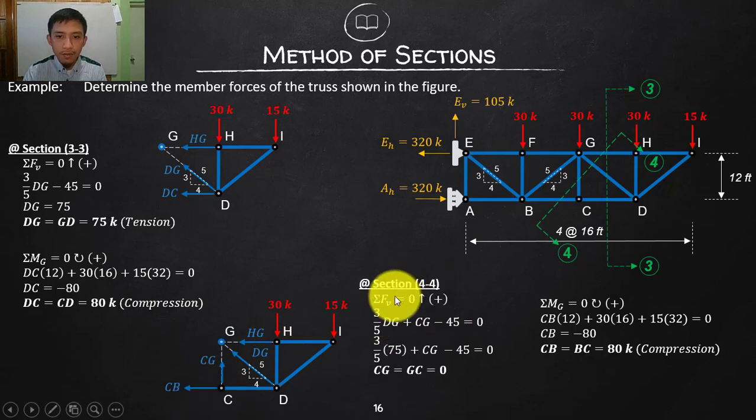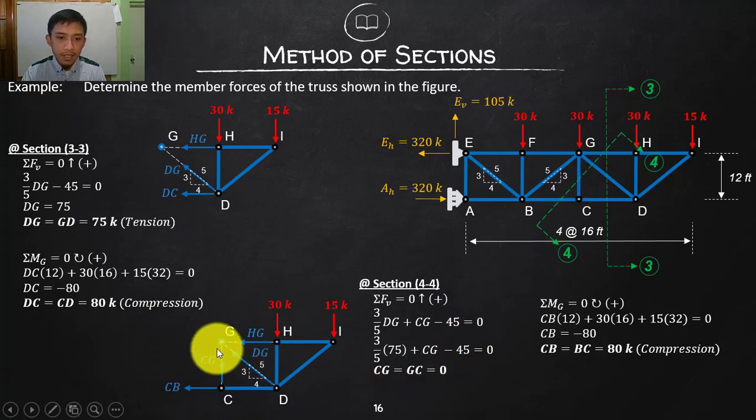Taking summation of forces vertical, what are the forces? The CG, which is going up, positive. The component of DG, which is also going up, 3/5 of that, and then of course the negative of this, which is going down, 45. Substituting what we knew, DG is 75, and CG is the only unknown. By simple algebra, if we compute this, it will give us exactly 0. CG is equal to GC, which is equal to 0. That means this member CG is not carrying any force, or it is not being stressed. So this is a zero member force, your CG or GC.